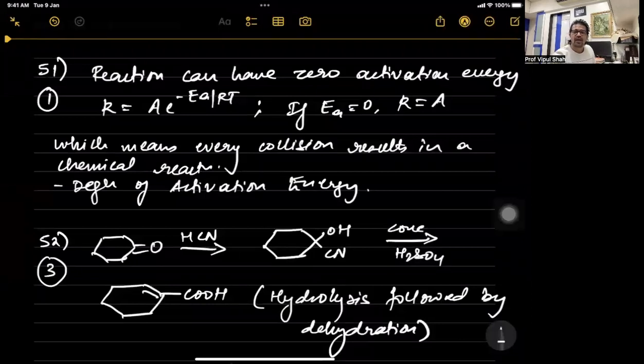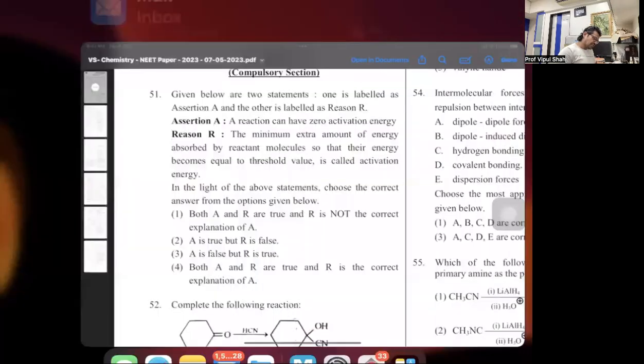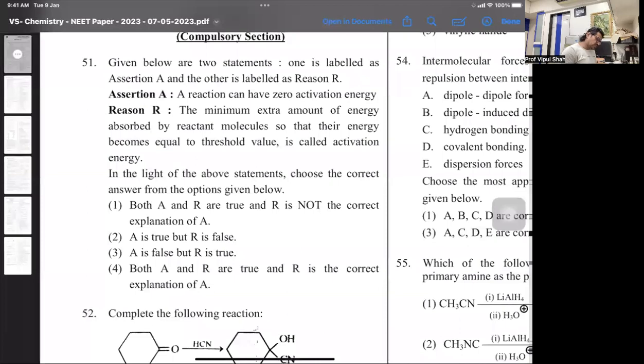And the second is the definition of an activation energy. So in this question, it's asking among the two statements they have given, what is the correct answer? It's the first one basically. Why? Assertion and reason both are true, but reason is not the correct explanation because the second one is basically the definition of activation energy.